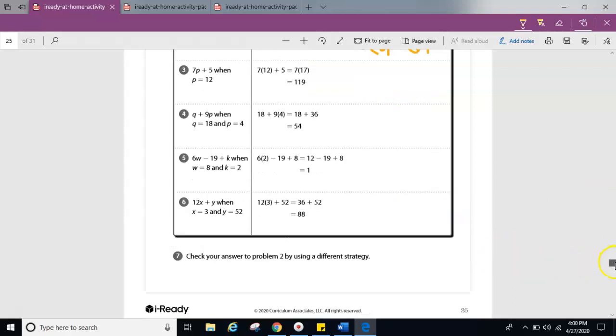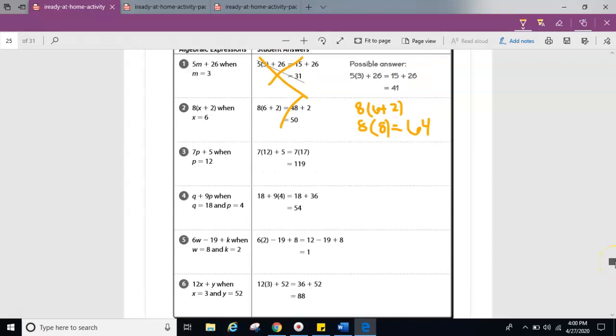And then the last one, check your answer to problem 2 by using a different strategy. So I did it with you. Use a different strategy to check your answer. That means do something differently than I did to see if your answer is correct.